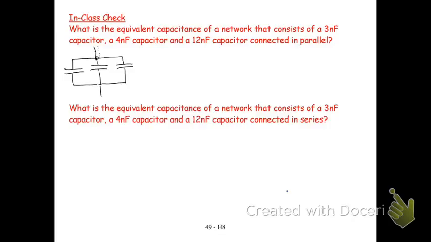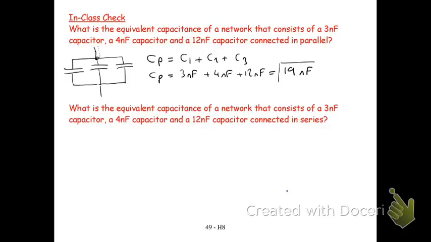If I add these 3 together, I'm trying to find the one that will replace them. If I add these 3 together, it's going to get bigger, so that reminds me that C parallel is equal to C1 plus C2 plus C3. C parallel is equal to, they're all nanos, aren't they? So 3 nanofarads plus 4 nanofarads plus 12 nanofarads is going to equal 7 plus 12. That's 19 nanofarads. There's my answer, because it got bigger.